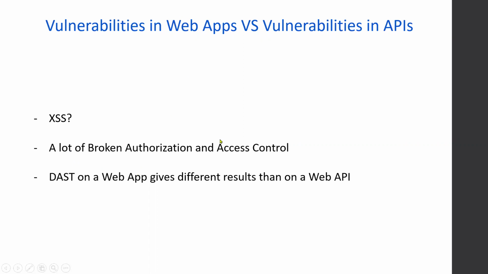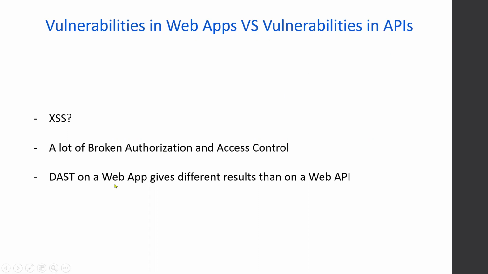On the opposite side, you find a lot of broken authorization and access control, broken object level authorization, broken function level authorization. You get to see these in APIs a lot, because all you are doing is passing an ID, getting the data, again passing an ID, getting the data. So it's very common to find these types of vulnerabilities in APIs.